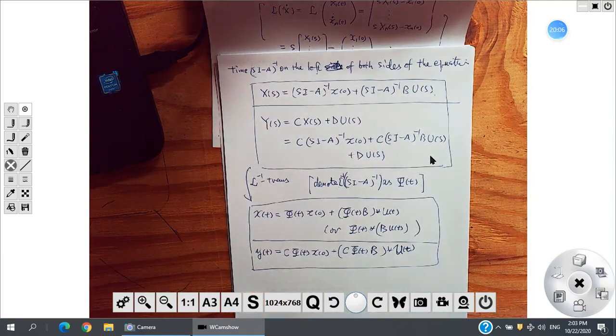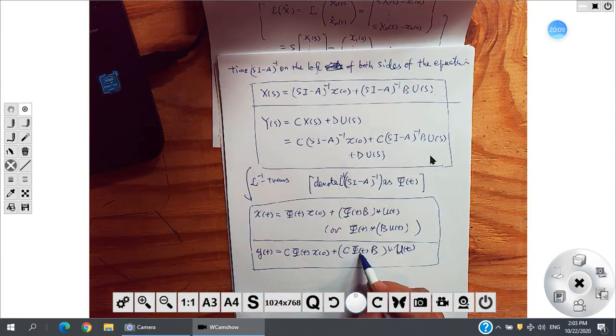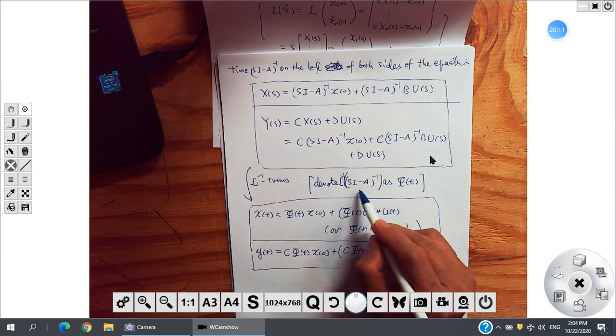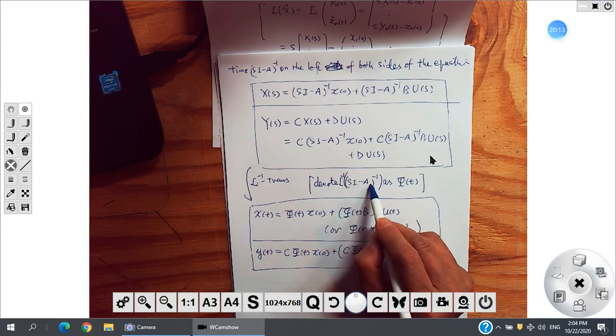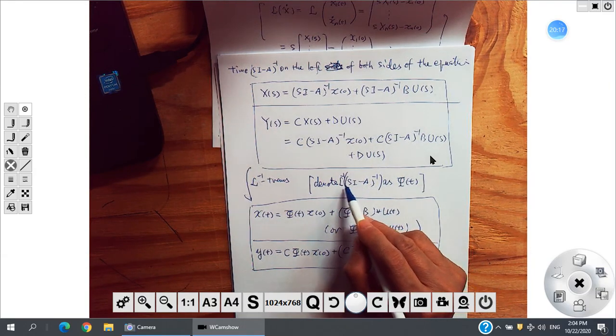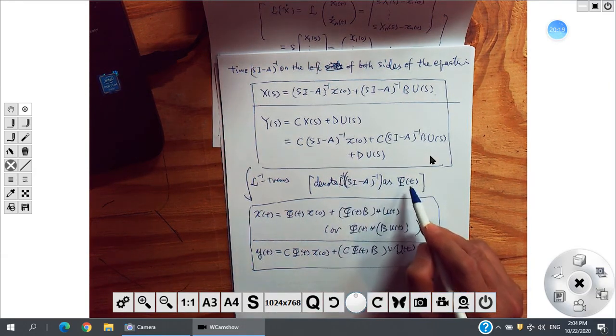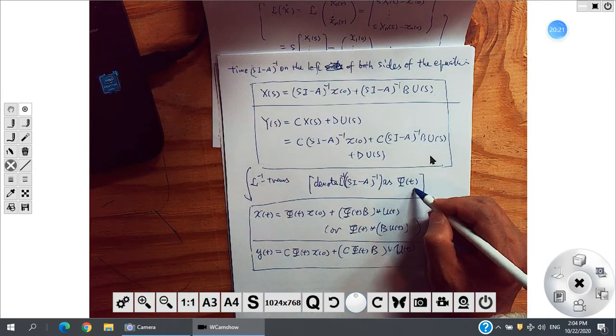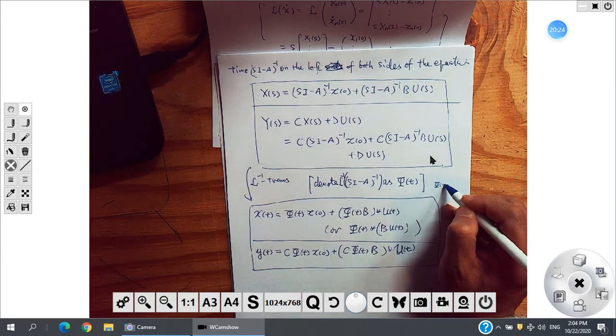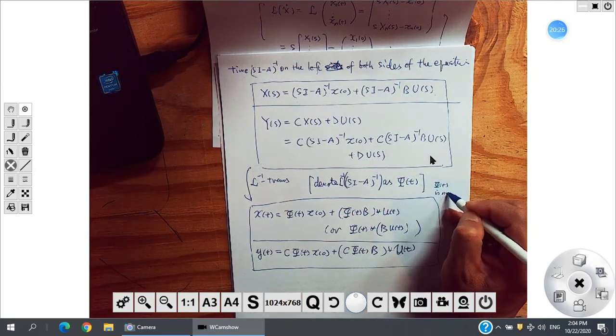Here you should know phi(t) is actually a matrix, right? You see, this is an inverse matrix. It's n by n, so this is still n by n. Then perform the inverse Laplace transform, go to the time domain. So phi(t) is also an n by n matrix.